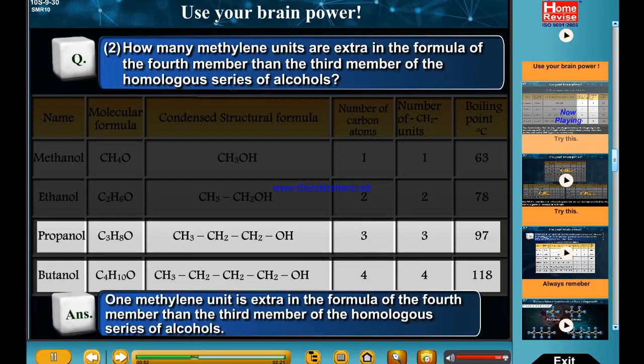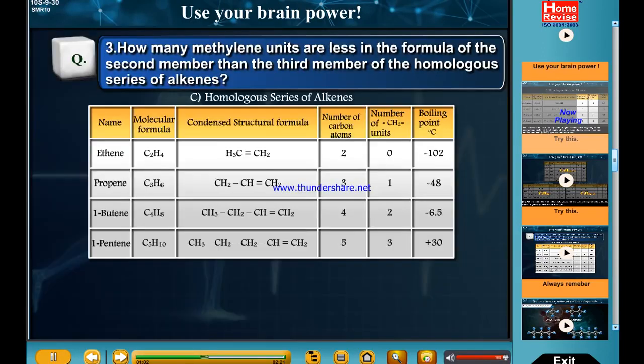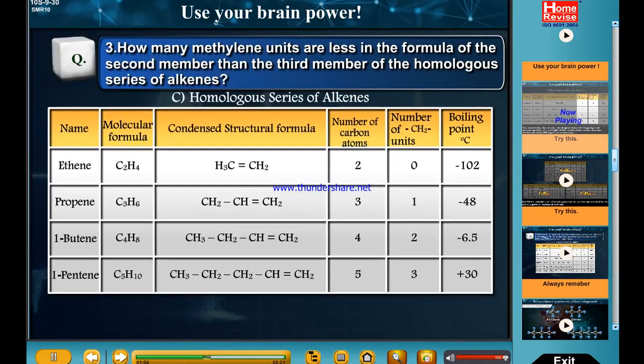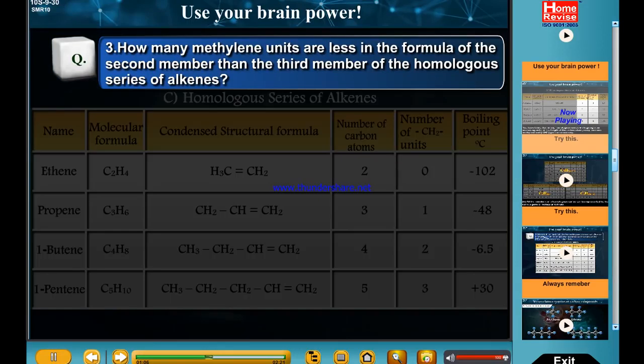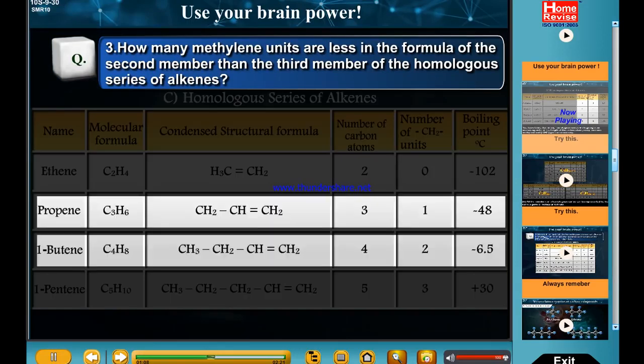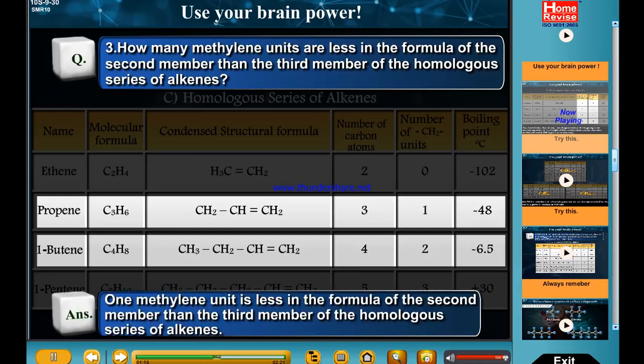Answer: 1 methylene unit is extra in the formula of the fourth member than the third member of the homologous series of alcohols. 3. How many methylene units are less in the formula of the second member than the third member of the homologous series of alkenes? Answer: 1 methylene unit is less in the formula of the second member than the third member of the homologous series of alkenes.